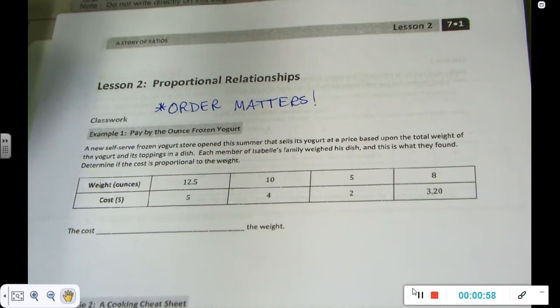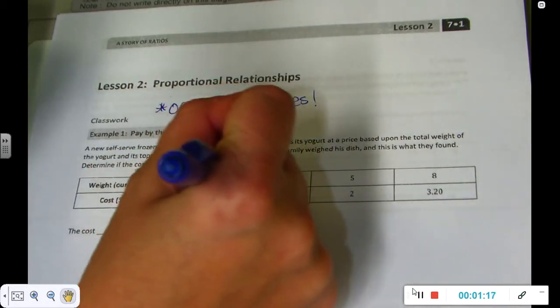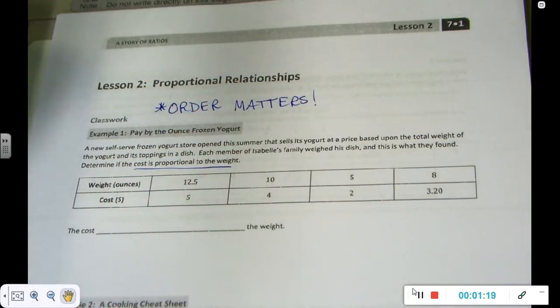For example 1, a new self-serve frozen yogurt store opened this summer, and it sells its frozen yogurt at a price based upon the total weight of the yogurt and the toppings in a dish. So each member of Isabel's family weighed the dish, and this is what they found. We have to figure out if the cost is proportional to the weight. Notice cost comes first, so that's what we're going to be talking about.